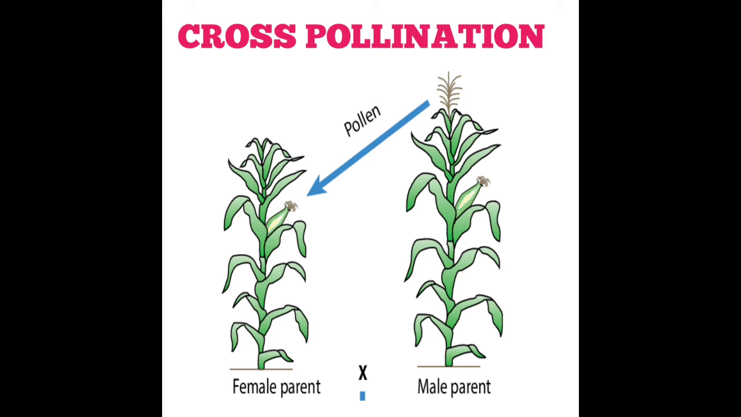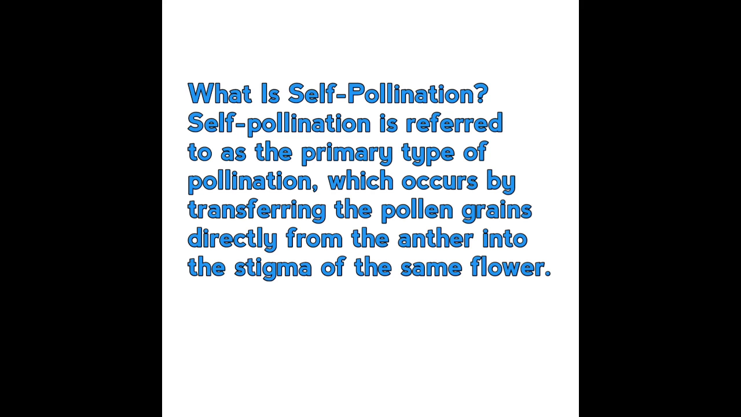Students, you can easily understand the phenomenon of cross-pollination through this diagram. In this diagram, we see two different plants of the same species and the cross-pollination takes place between them. Student, it's a very important question for your exam, so you must concentrate on it and learn it by heart.